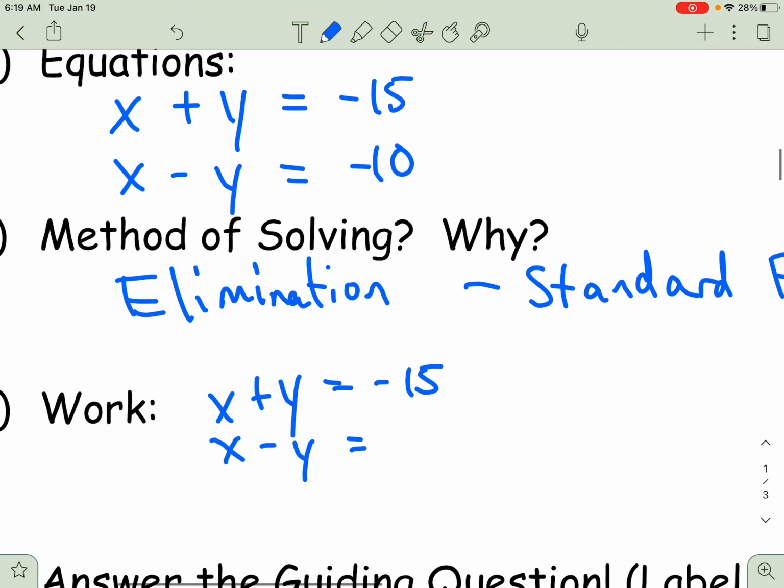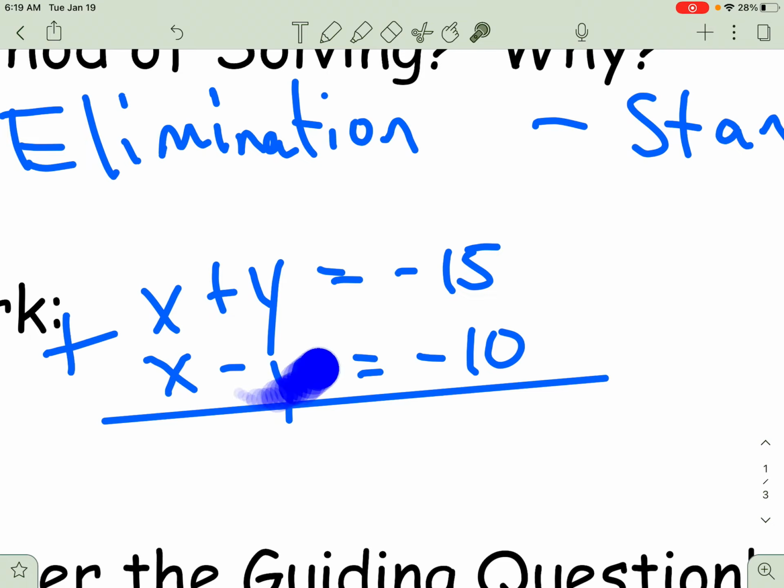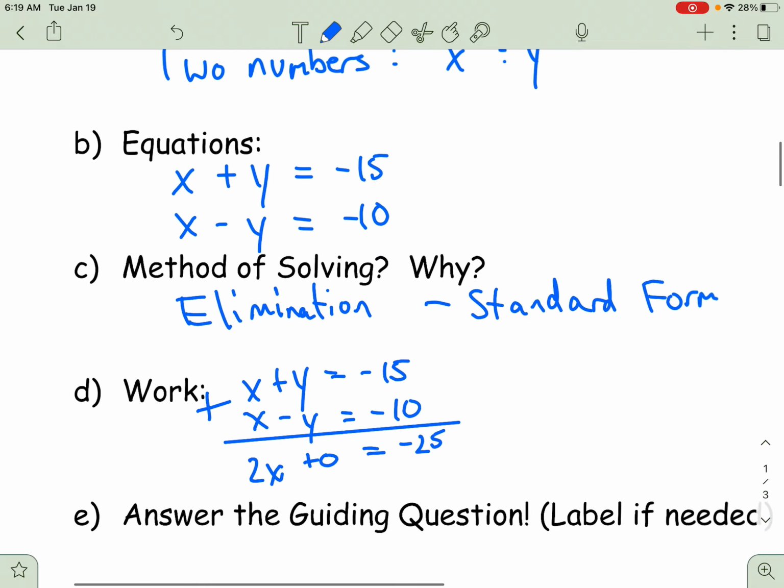x plus y equals negative 15. x minus y equals negative 10. Okay, so now let's just add them, and we can do that. We don't have to multiply because we already have two opposites. So x plus x is 2x. Positive y and a negative y gives me a 0. And then these two numbers combined give me negative 25.